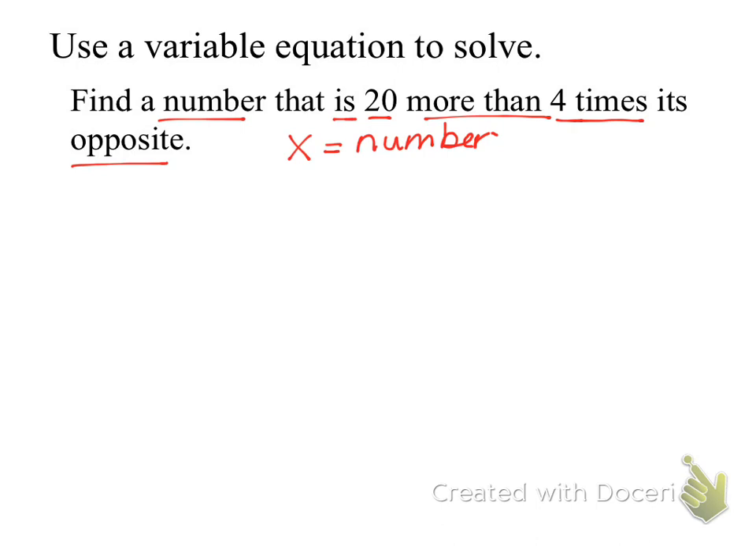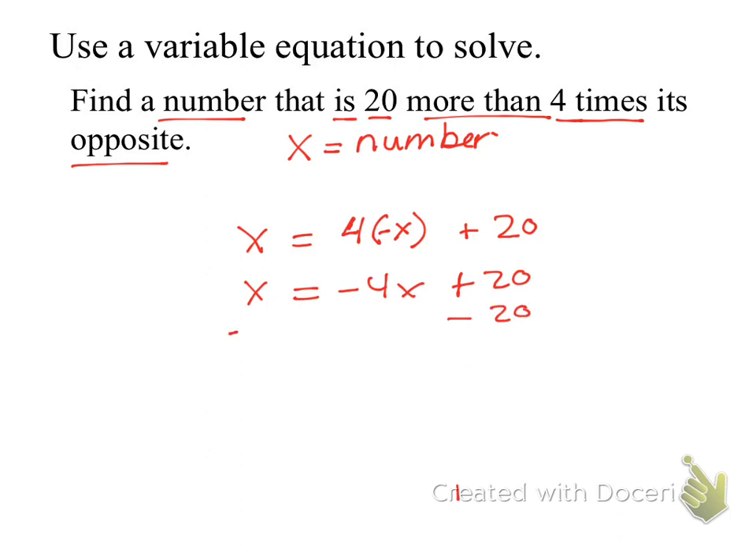What's that going to look like? Elise. X equals 20 plus, no. Plus 20 because it says more than. So 4 times negative x, or negative 4x. Plus 20. Got it? And so we would get x equals negative 4x plus 20.